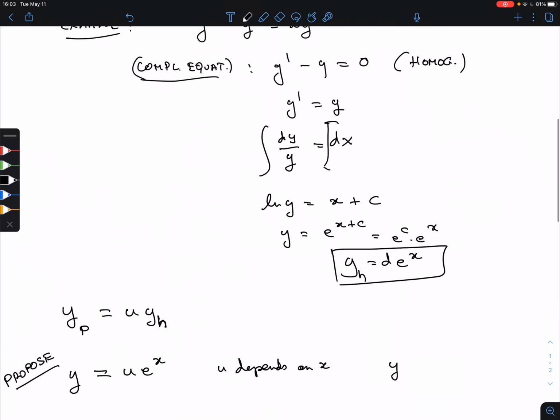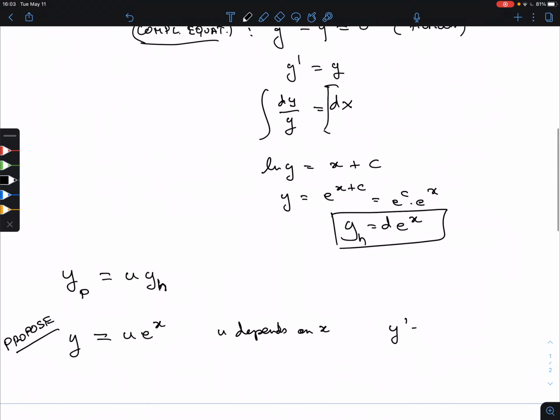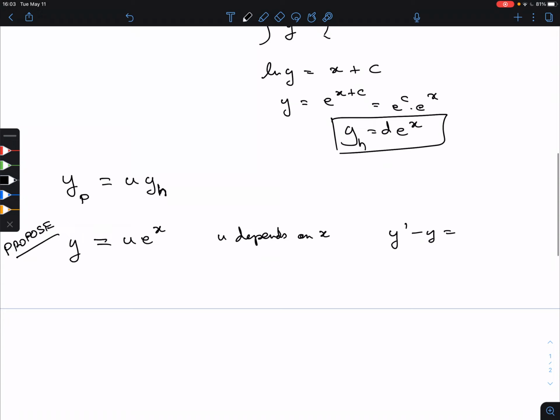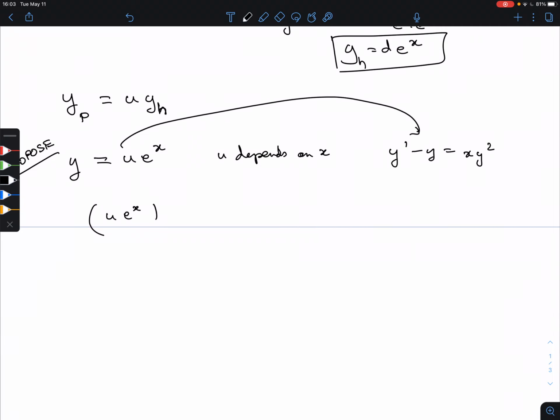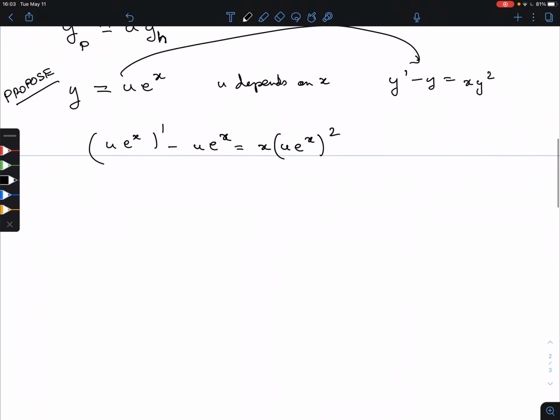So let me write down the equation again. y prime minus y equals x y squared. So I'm going to plug this in here. What do we get? (u e^x) prime minus u e^x equals x (u e^x) squared. Now don't forget there's now a y on the right hand side too. Okay, so derivative, that's product rule: u prime e^x plus u e^x, derivative first, minus u e^x equals x u squared e^(2x). I hope that you see how I did the squaring.